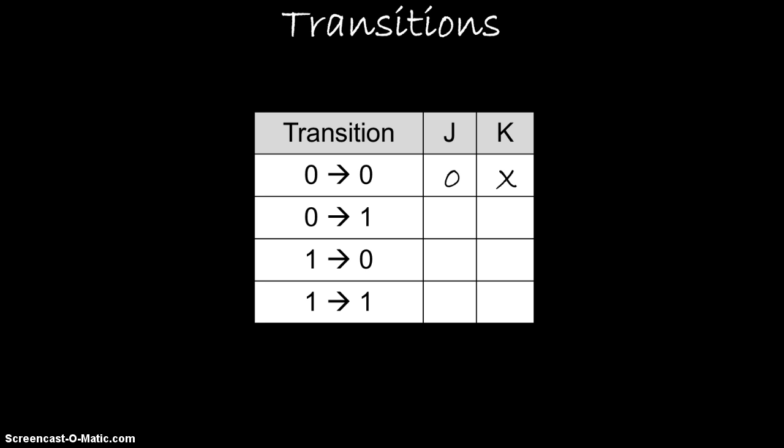For the transition from 0 to 1, which was either a set or a toggle, we determined that J had to be high, and that it didn't matter what K was. For a high to low transition, either a reset or a toggle, K had to be high, and J was a don't care. Finally, for the high to high transition, either a set or a hold, K had to be low, and it didn't matter what J was. This table gives us all the information we need to populate the rest of the excitation table.